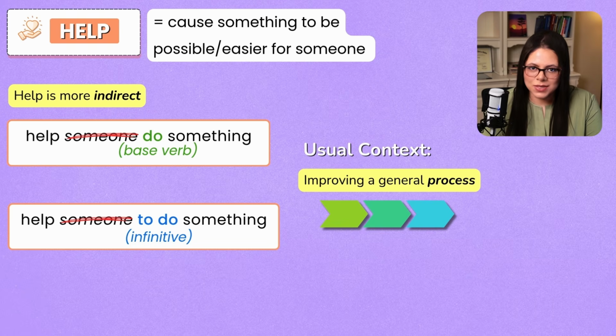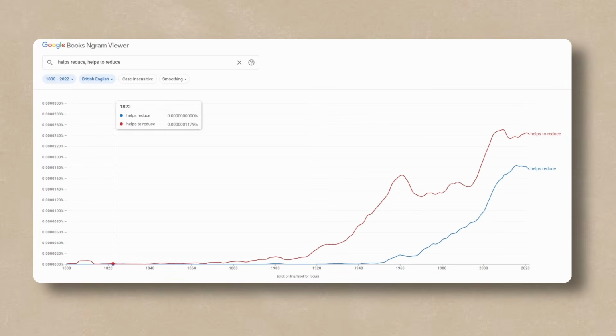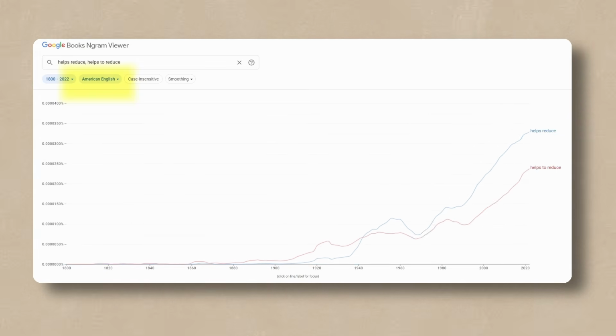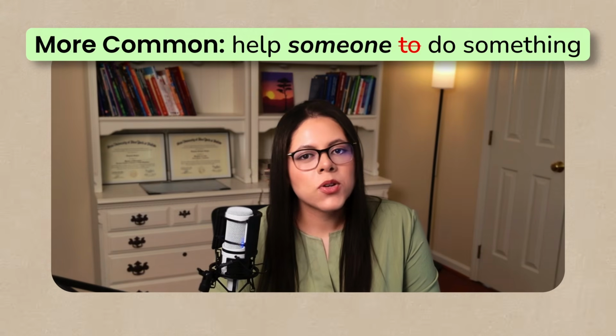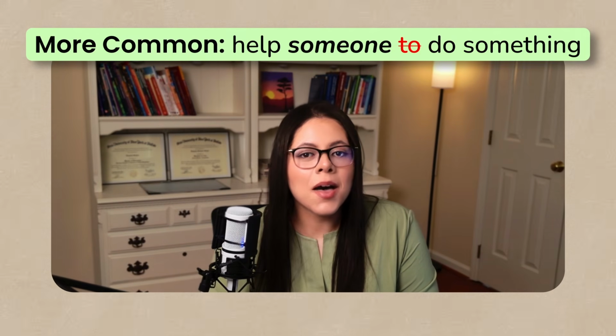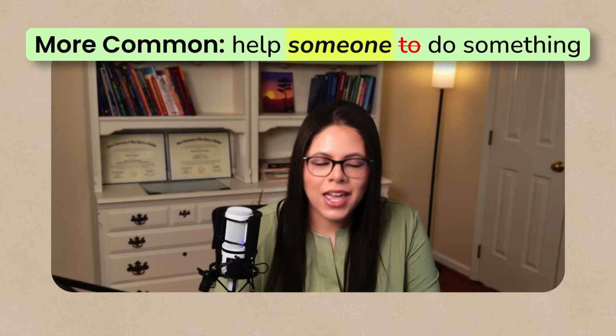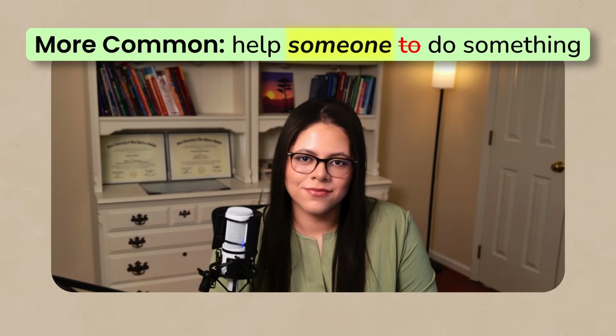And in this specific context, you'll notice something interesting. Now, the to infinitive is more common in British English, and the base verb is more common in American English. This is not a rule, okay? This is an observation based on data and my own life experience. So choose the one that feels comfortable to you. Just remember that the base verb is more common if you have someone as a direct object.